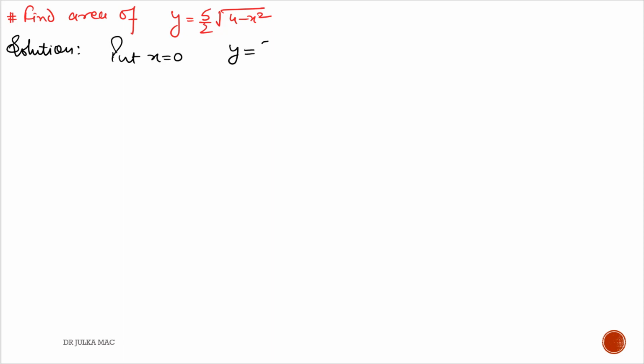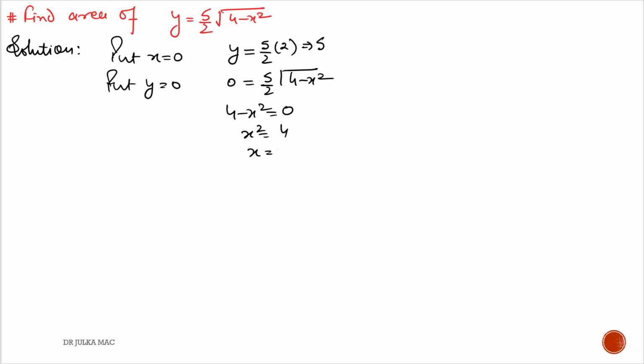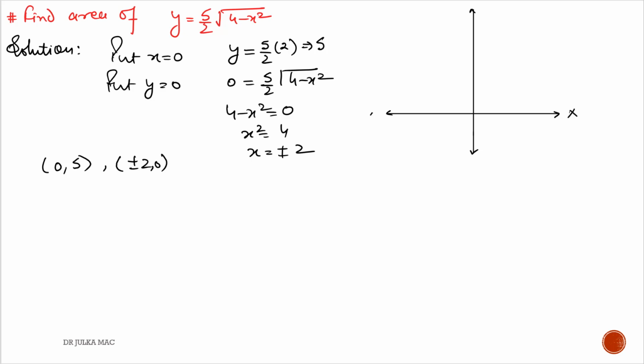Next example. Find area of y equal to 5 by 2 root of 4 minus x square. It is a semi-ellipse. Put x equal to 0. We'll get the value of y as 5. Put y equal to 0. So 0 equals 5 by 2 root of 4 minus x square, squaring both sides, and we'll get 4 minus x square equal to 0. The value of x is plus minus 2. Now we have 3 points on the ellipse, 0, 5, plus minus 2, 0. Plot these 3 points on the graph and join them and we'll get a semi-ellipse. Shade this area.